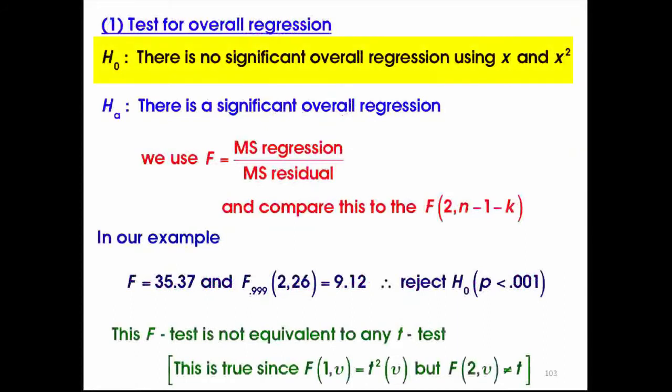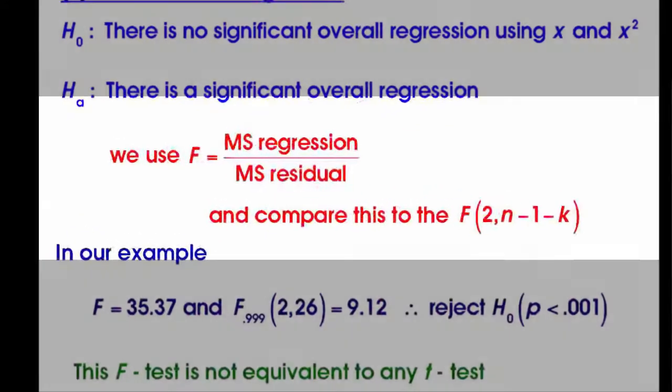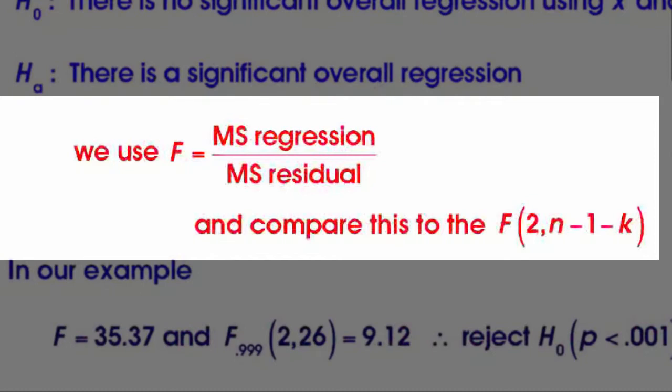So first, let's talk about the test for the overall regression. So the null hypothesis here is that there's no significant overall regression using both x and x squared. And the alternative is that there is a significant overall regression. And to do this, we use the F test, which is the mean square due to regression over the mean square residual. And we compare this to the F distribution with 2 and n minus 1 minus k degrees of freedom.